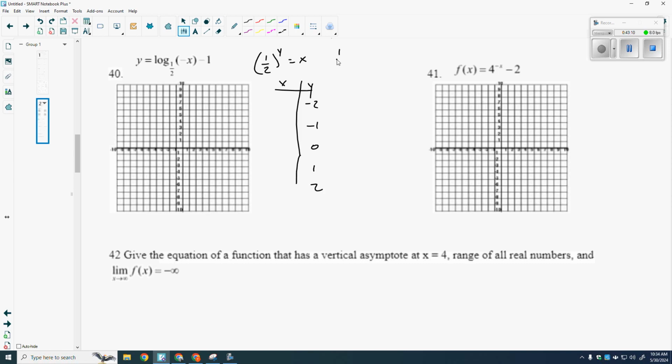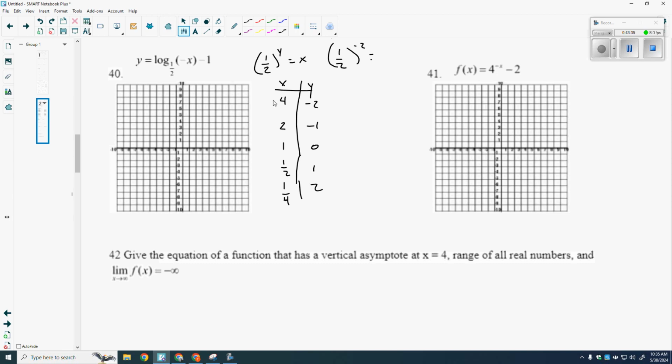Negative exponent flips my fraction. We've said that several times already in this video. So 1/2 becomes a 2, 2 squared becomes 4. Negative 1/2 to the negative first flips my fraction. It becomes a 2. Anything to the 0 power is 1. 1/2 to the 1 is 1/2. 1/2 squared is 1/4, and so on.